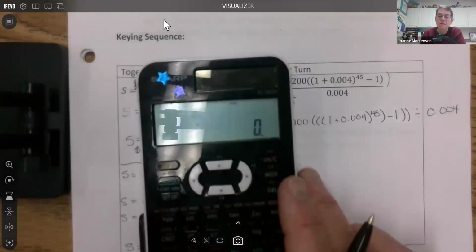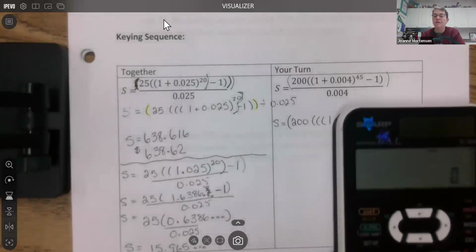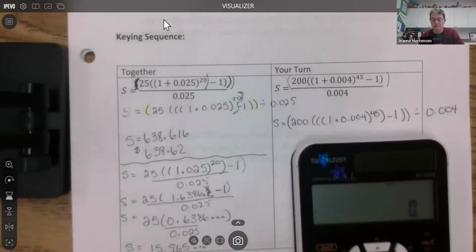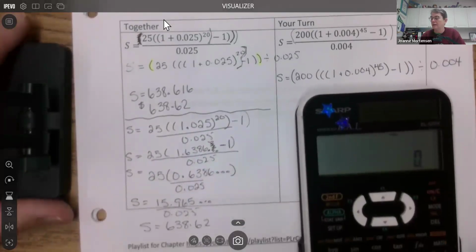Here we go. Oh, trying to figure out where you can see, and yet not a lot of glare. I don't need to be in the picture.